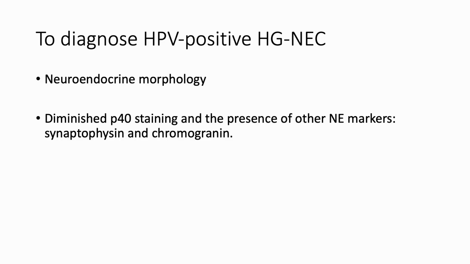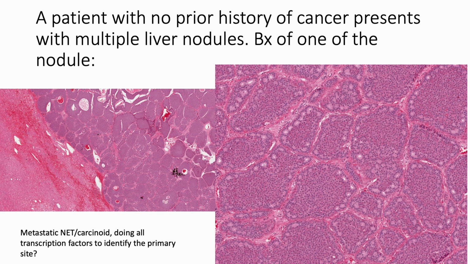Next, let's focus on the diagnosis of metastatic neuroendocrine tumors. If a patient with no prior history of cancer presents with multiple nodules, and a biopsy of one of these nodules reveals a metastatic low-grade neuroendocrine tumor, what should be the next step? Should we perform immunostains such as TTF1, CDX2, NKX3.1, GATA3, and others to determine whether the tumor originates from the lung, gastrointestinal tract, prostate, or another organ?